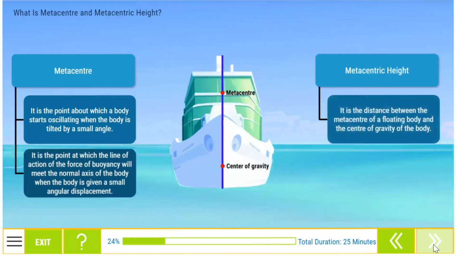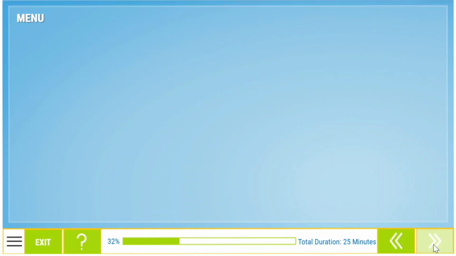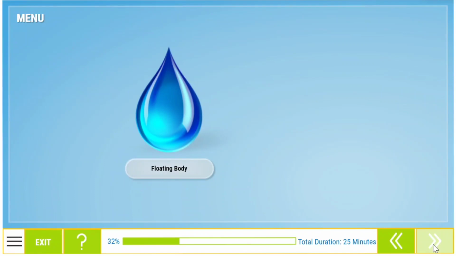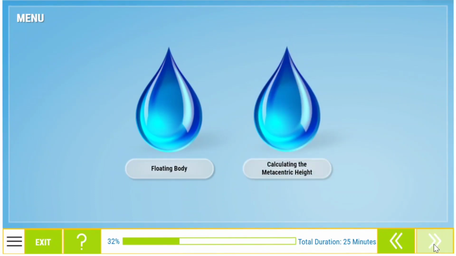The distance between the metacenter of a floating body and the center of gravity of the body is called the metacentric height. Menu. This module has been divided into two sections: floating body and calculating the metacentric height. Click each section to explore more.